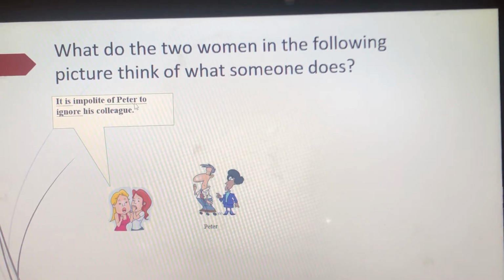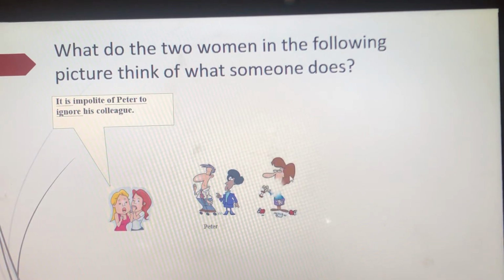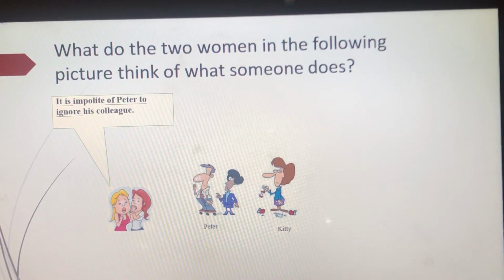Okay, and then what follows the pattern should be a to infinitive, because the main verb is a verb to be. Okay, and so we use a to infinitive. Ignore, 忽視啦. Okay, it is impolite of Peter to ignore his colleague. Okay, another person the two women are talking about, the girl Kitty. So what do they think of Kitty?